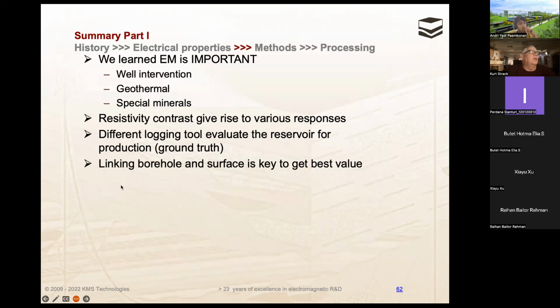So what we learned is electromagnetics is important for well intervention, geothermal and special minerals. The resistivity contrast gives rise to various responses, and we need to use different logging tools to evaluate the reservoir. Linking the surface to the borehole is key to get the best value out of surface measurements. And with this, I am opening the floor for more questions.